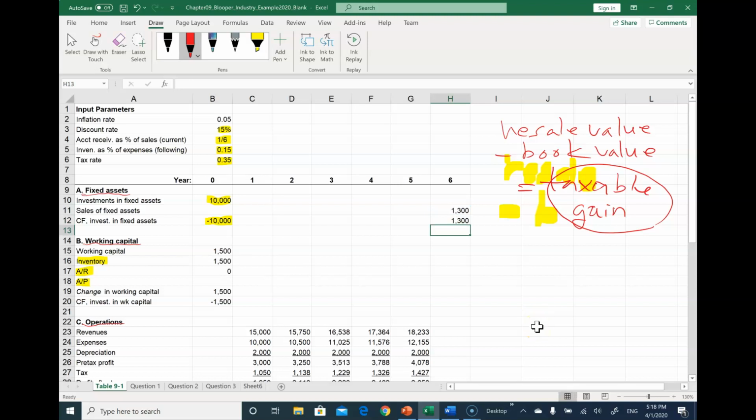Okay. So when you look at the total cash flow from investment activity, in year 0, there was a $10 million cash outflow. Then between year 1, 2, 3, 4, 5, there was no investment in the fixed asset. There was no sales of the fixed asset. So all the cash flow was 0. And in year 6, there was a sales of the fixed asset and the company paid the tax. So after paying the tax, the net cash inflow was $1.3 million. Okay.